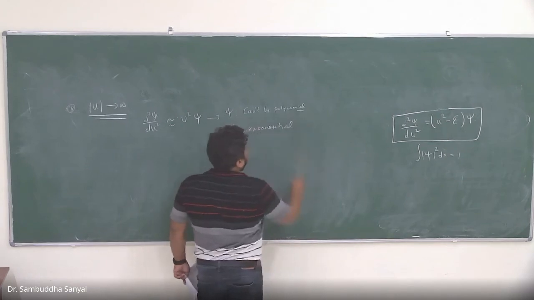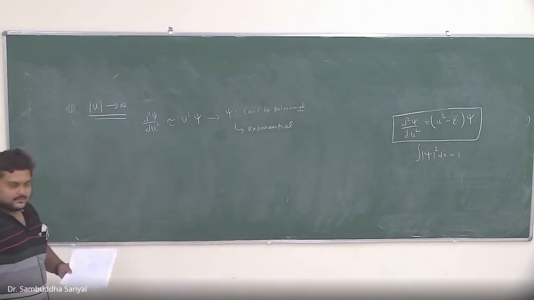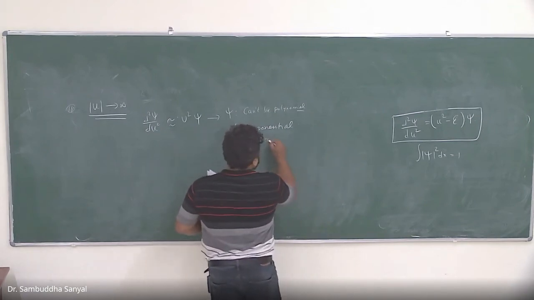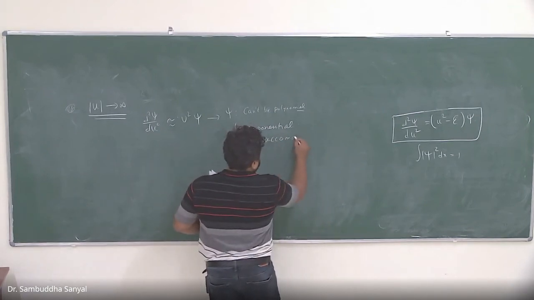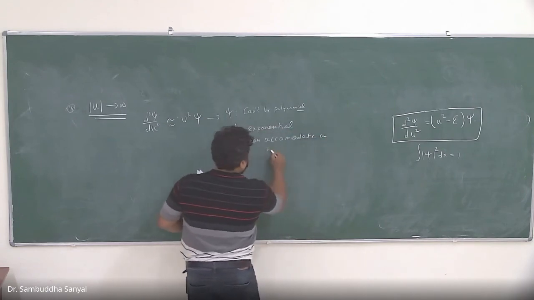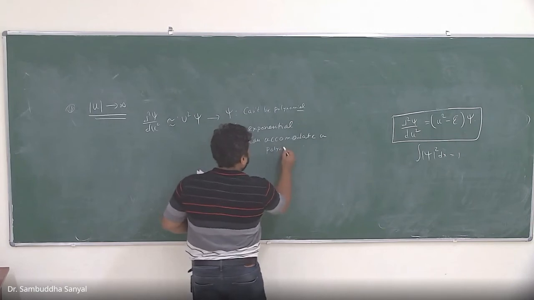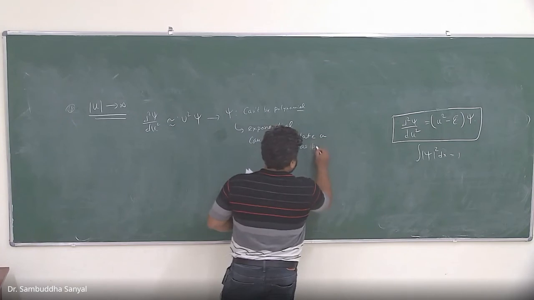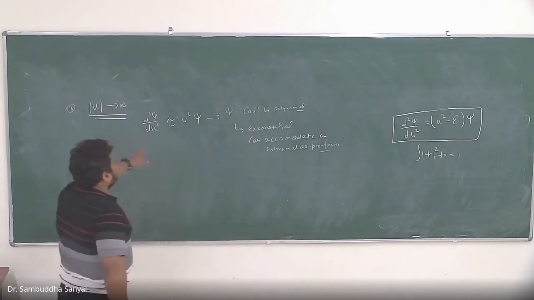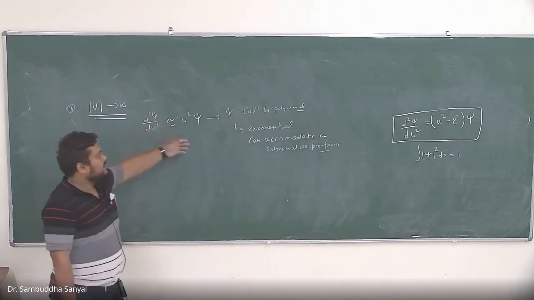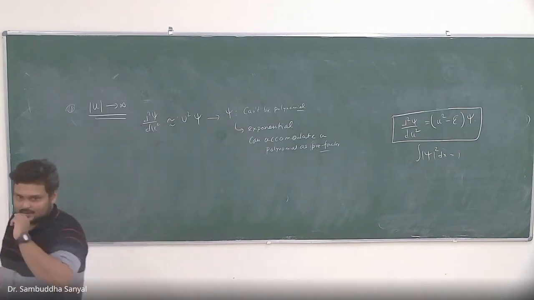Now, exponential doesn't always mean decaying. It could be a Gaussian form. So it has to be an exponential, and it can accommodate a polynomial as a prefactor. Only if it is an exponential form can it allow a solution of this kind, or it is at least an exponential times a polynomial. That's also an allowed form.